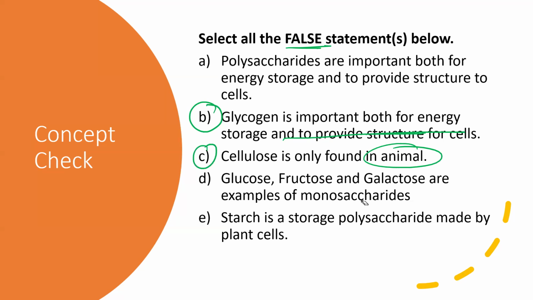Glucose, fructose, galactose are examples of monosaccharides. That's correct. Starch is a storage form of polysaccharide made by plant cells. That's also correct. Okay, so B and C are incorrect.